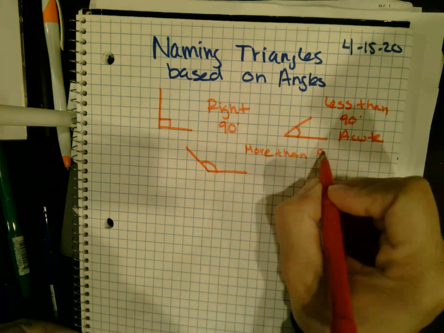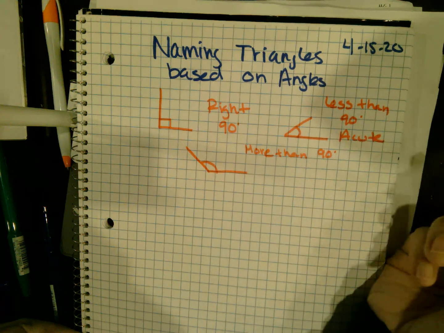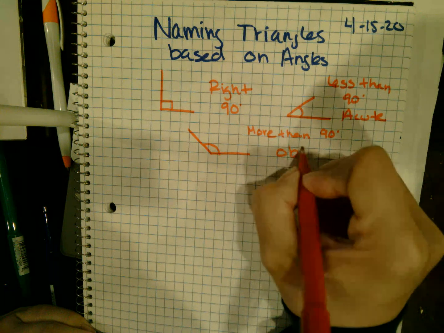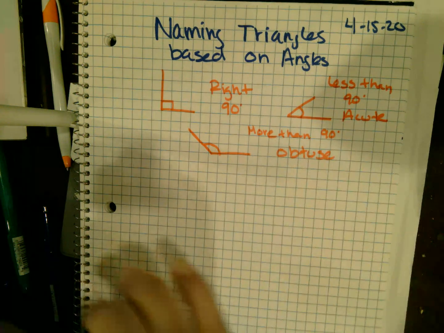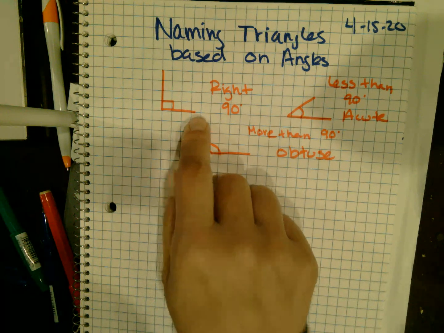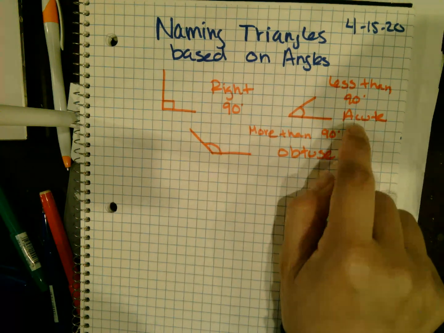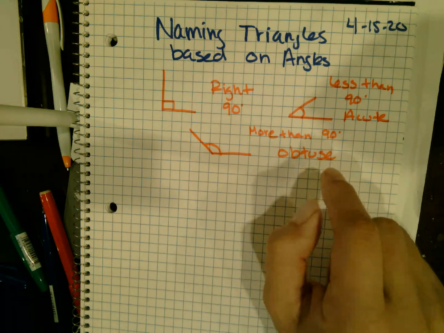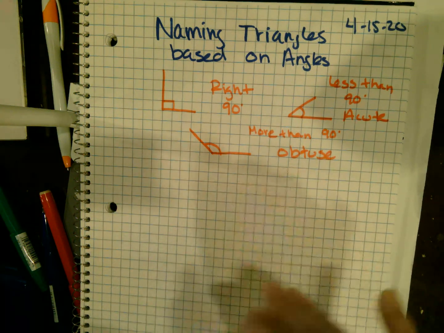More than 90 degrees, but less than 180. What do we call an angle that's more than 90 degrees, but less than 180? We call it obtuse, right? And we learned that before spring break. So a right angle, an acute angle, and an obtuse angle. Okay, we're going to need this information to name the triangles.